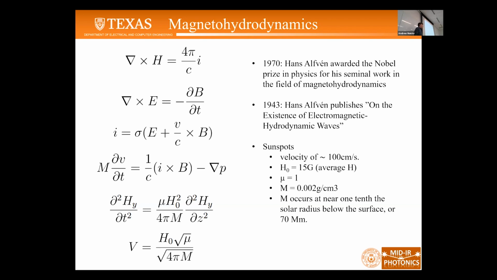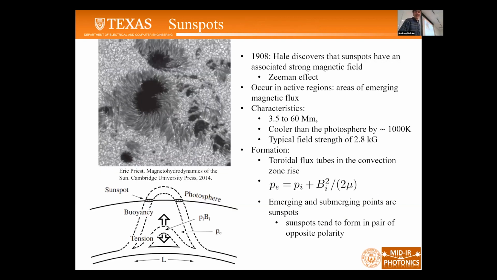Alfvén uses this framework to describe the origin of sunspots, which, now that I think about it, I should tell you what sunspots are first, and then we can come back to this. So sunspots, shown in the top left here, are dark features present in the photosphere. Their size is on the order of megameters, so they're very large, and they're cooler than the surrounding environment.